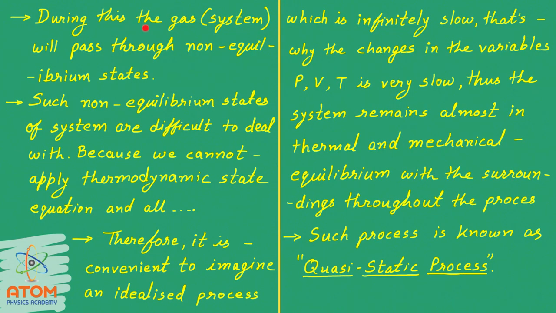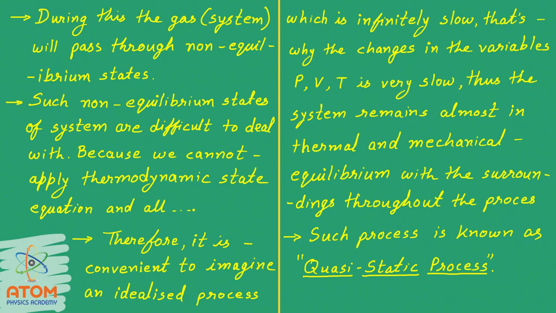And during this, the gas, that means the system, will pass through non-equilibrium states. Try to understand this. When the piston is moving, obviously pressure is continuously changing, or heat is traveling from inside to outside or outside to inside, whatever, the temperature is continuously changing, and so it is not an equilibrium state, it is rather a non-equilibrium state of the system.